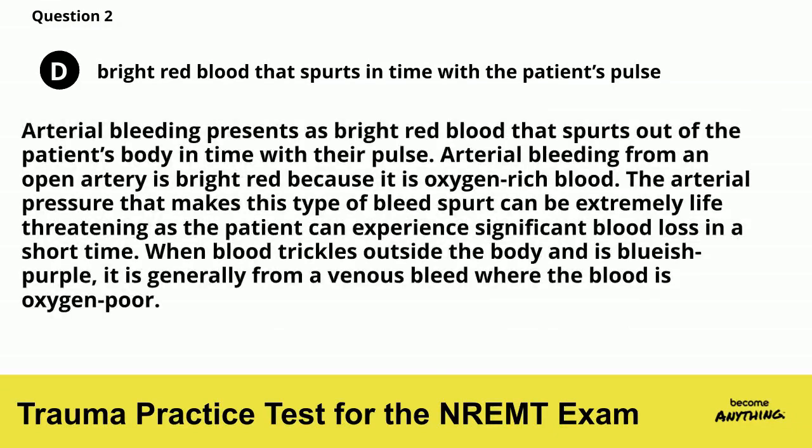Arterial bleeding presents as bright red blood that spurts out of the patient's body in time with their pulse. Arterial bleeding from an open artery is bright red because it is oxygen-rich blood. The arterial pressure that makes this type of bleed spurt can be extremely life-threatening as the patient can experience significant blood loss in a short time. When blood trickles outside the body and is bluish-purple, it is generally from a venous bleed where the blood is oxygen-poor.